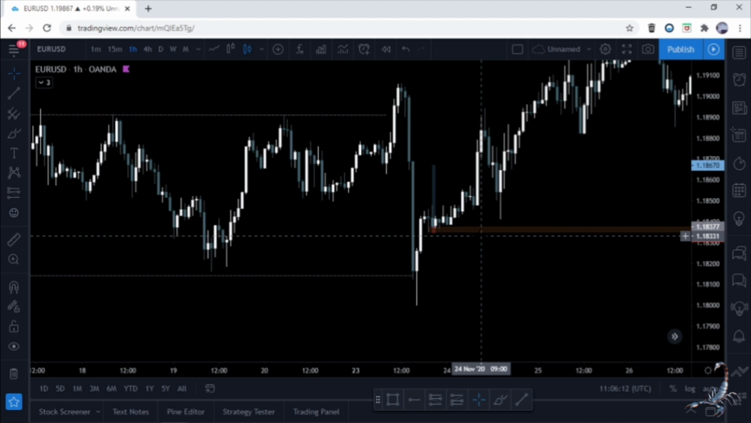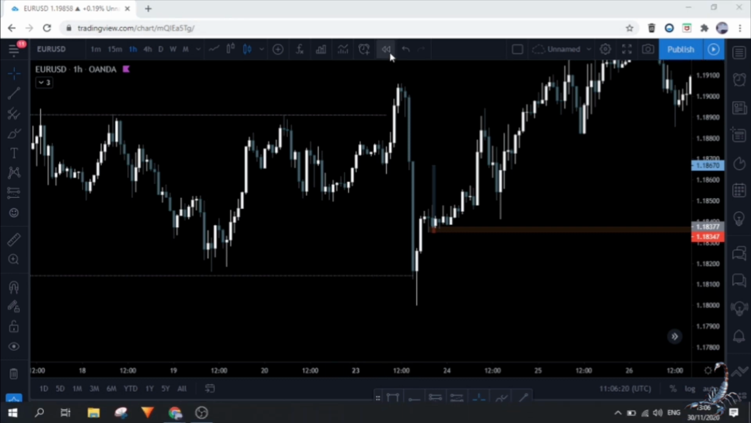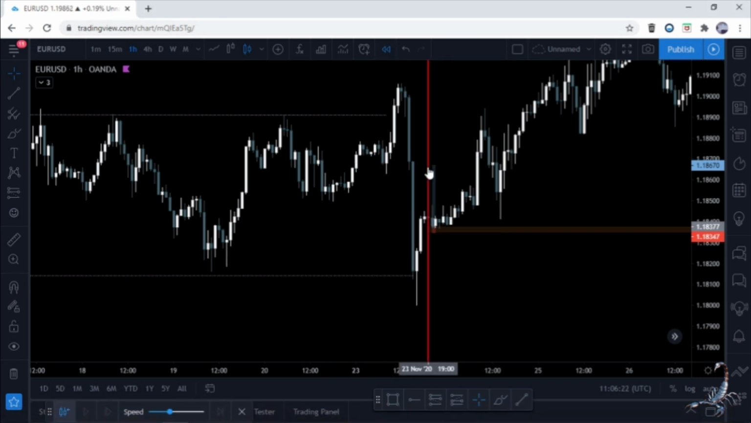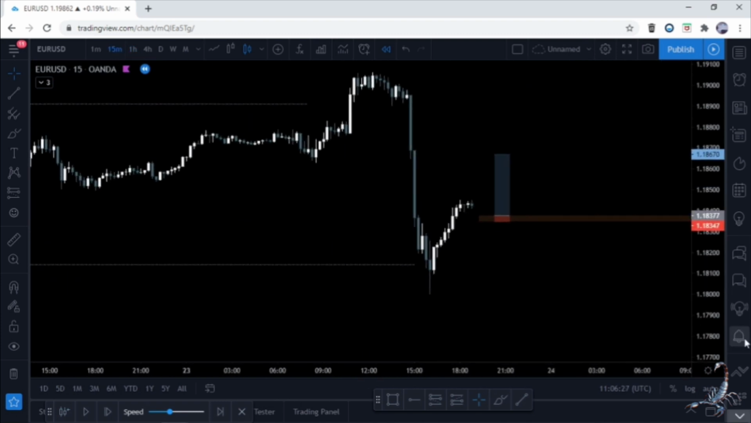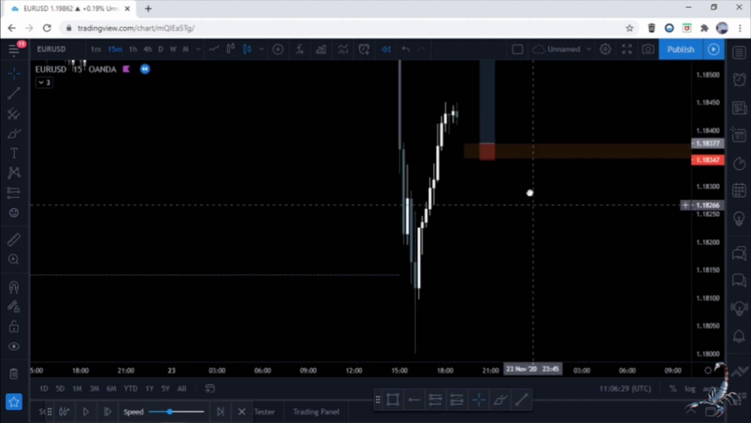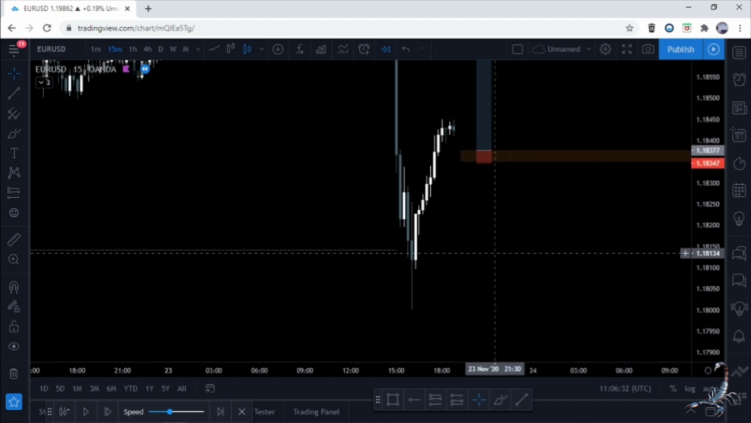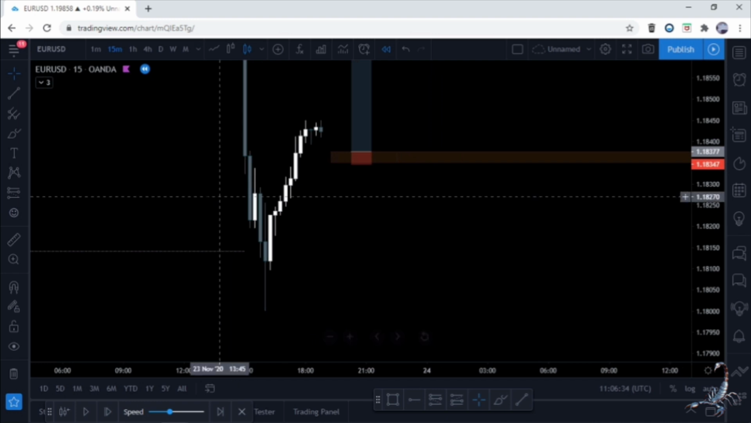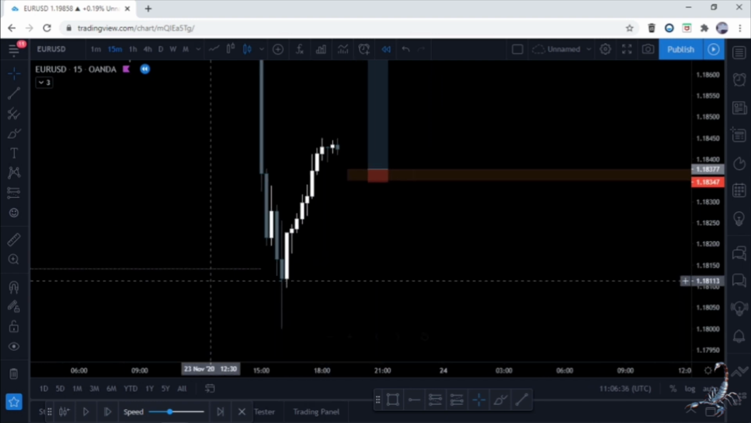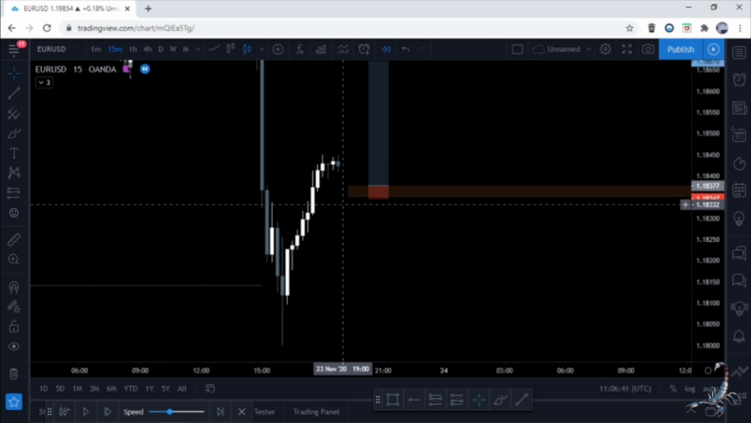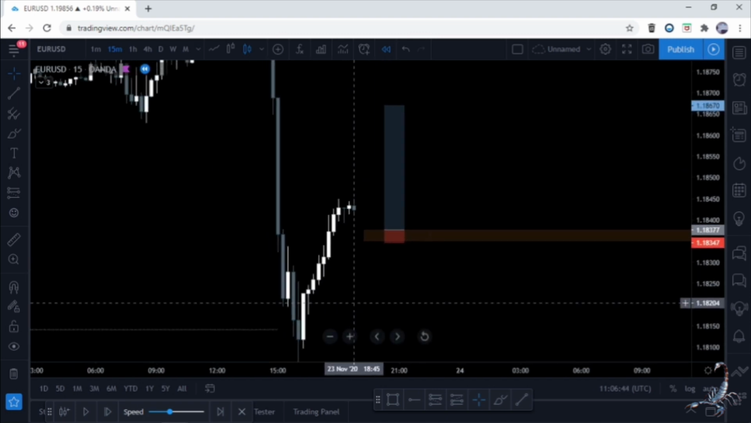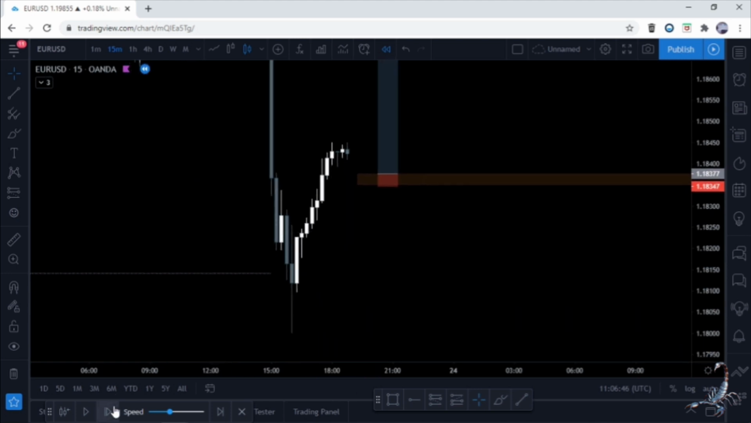Now I'm going to be showing you how I took a trade based on the violation of this support level on the 15-minute time frame. So what we had after price violated the support level was obviously liquidity got filled, which is orders, people's stop losses, and then price moved upwards. I'm just going to play this out.